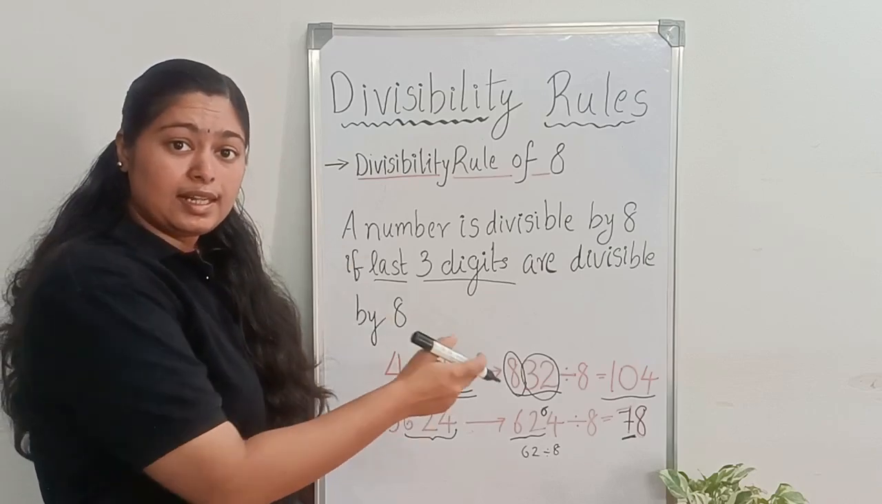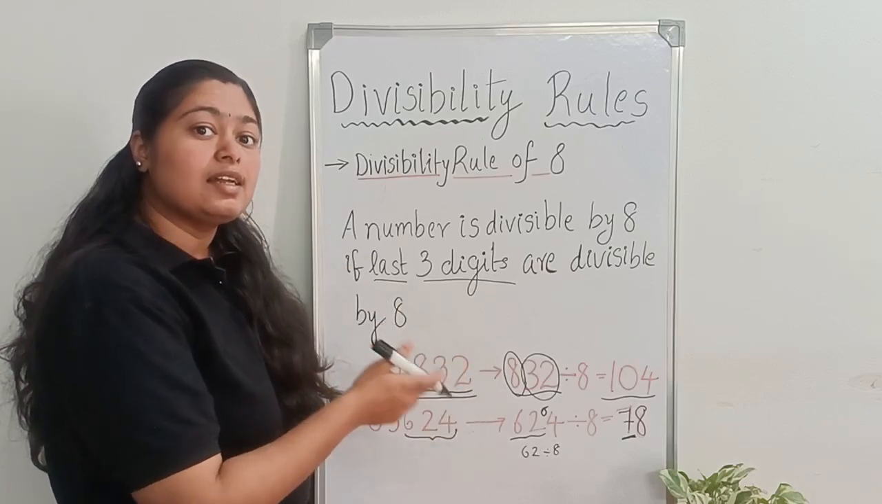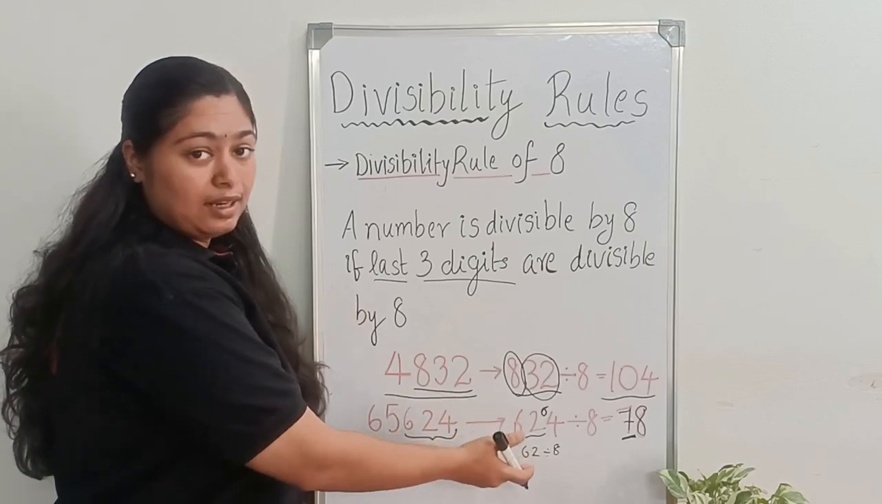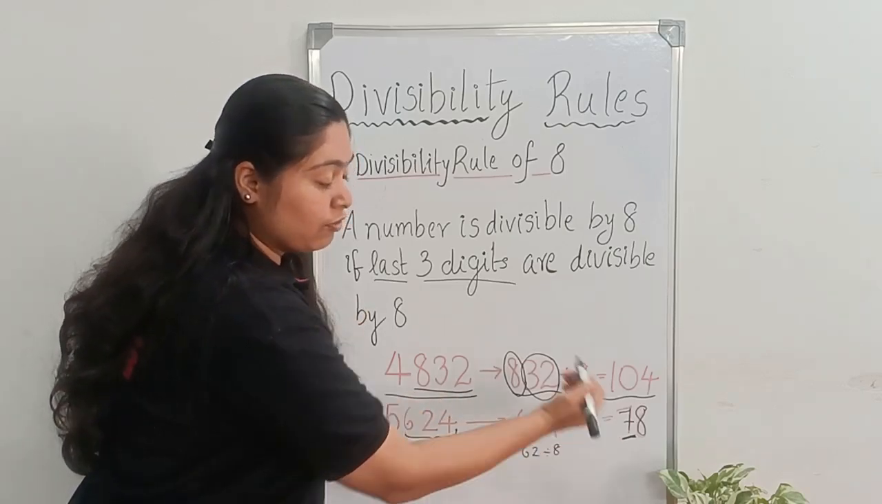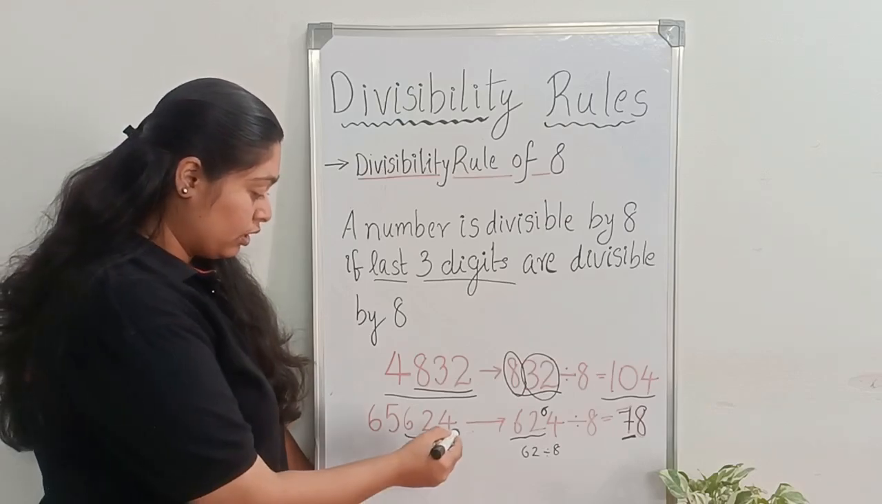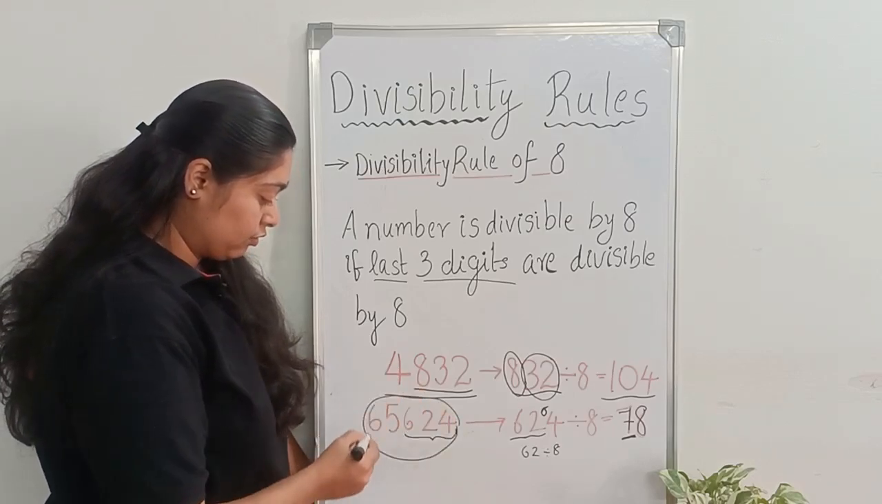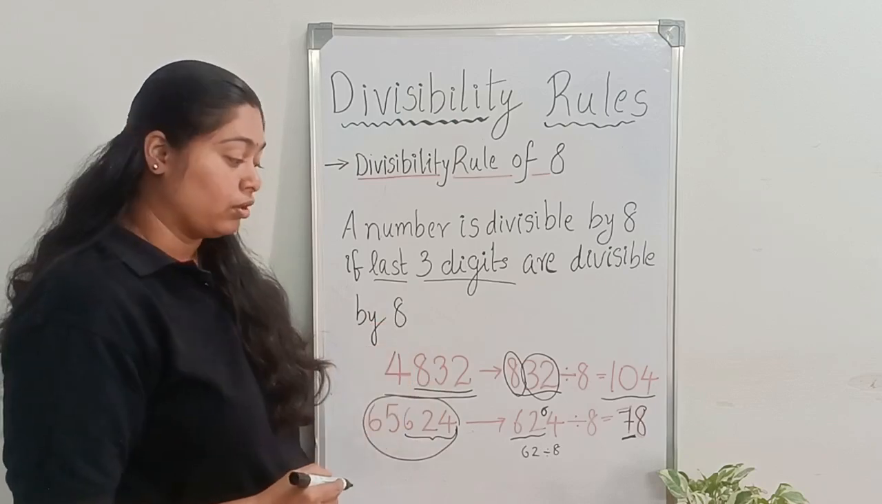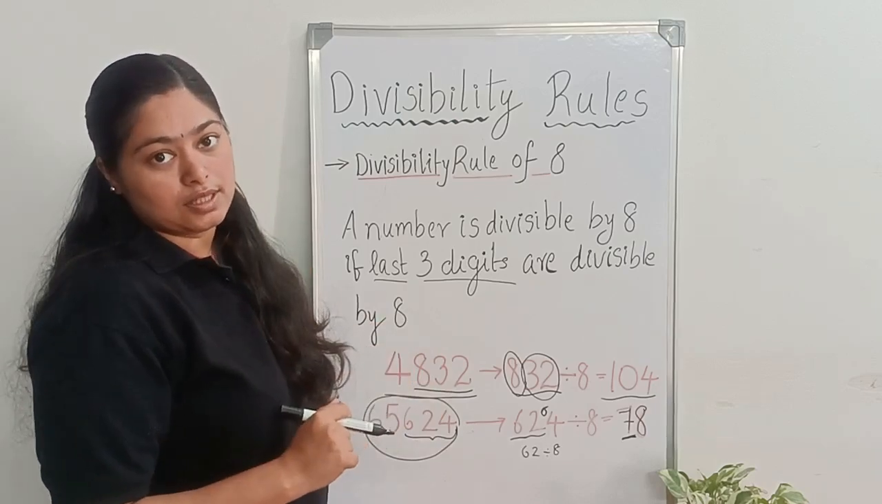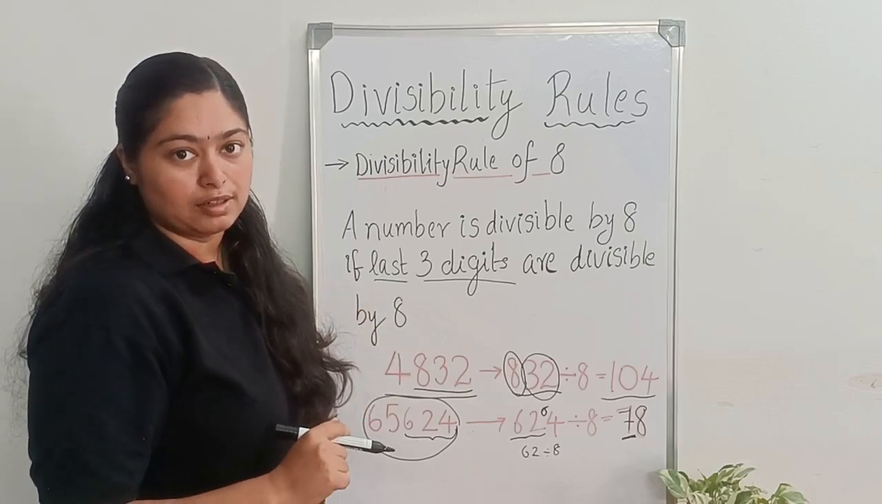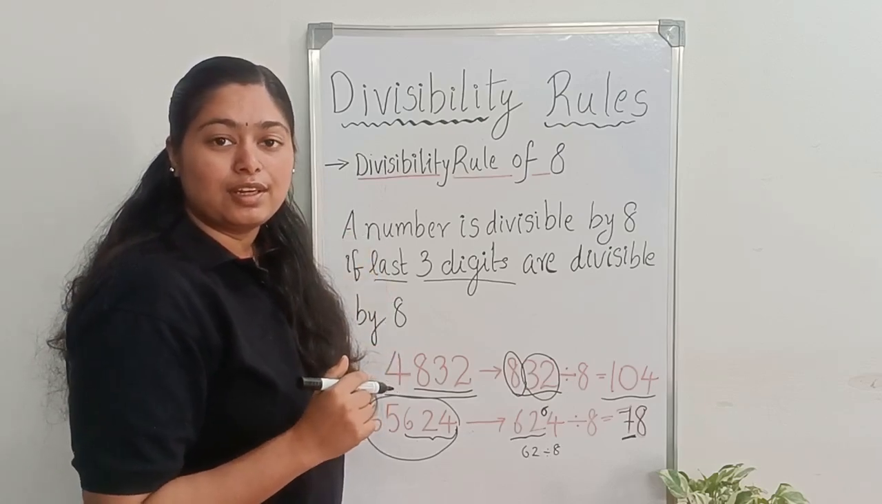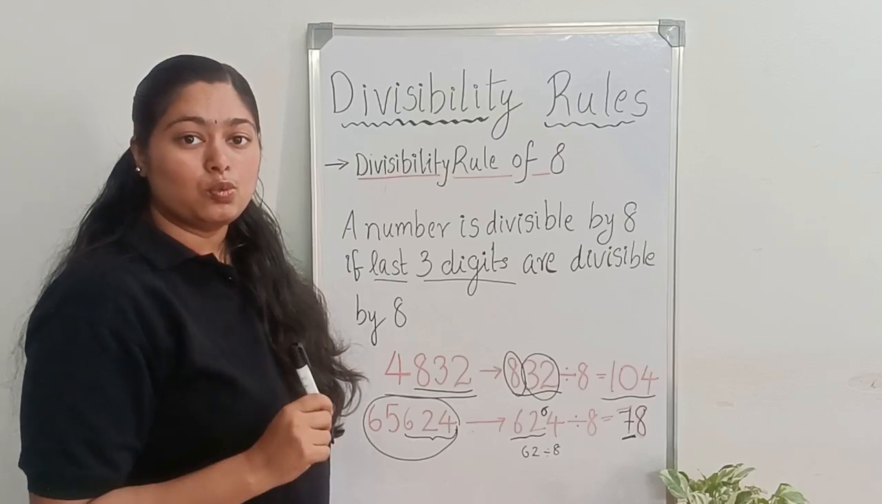Don't worry, we will look into this kind of division in detail in another video. But here let me conclude that 624 is perfectly divisible by 8. So this entire number, 65,624, will also be perfectly divisible by 8 without leaving a remainder. I hope the divisibility rule of 8 is clear. Now let's look into one more divisibility rule.